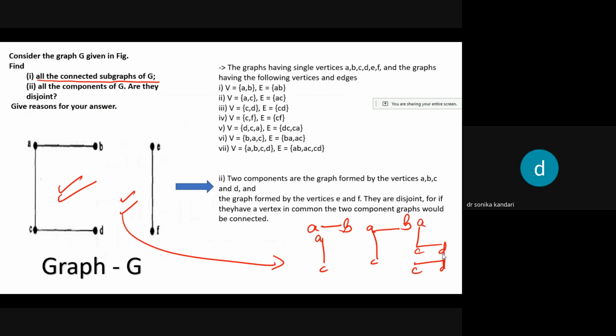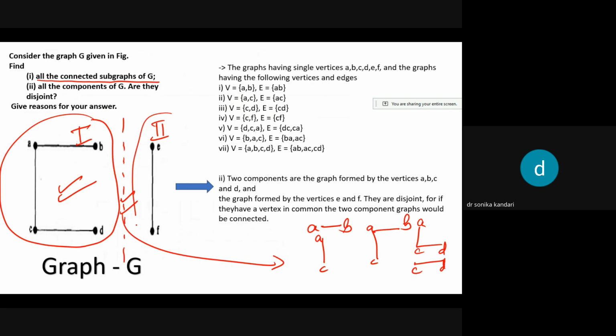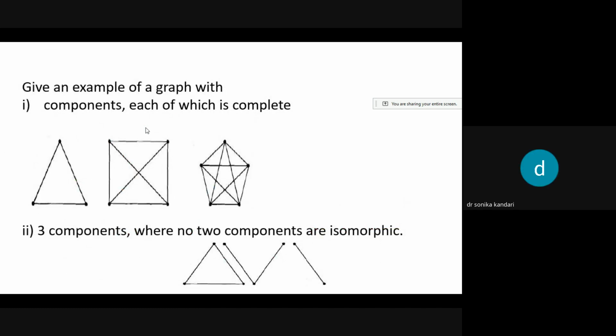And what are disconnected components, disjoint components? This is the first and this is the second disconnected component. They are disjoint components. Is it clear? Yes, ma'am. Okay. Give an example of a graph with components, each of which is complete.